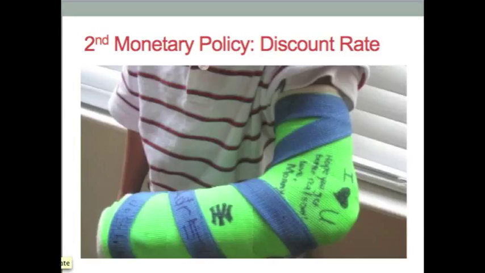Discount rate is the interest rate that the Fed charges banks for short-term loans. Expansionary DR is when it is lowered by the Fed. More banks will borrow money, so money supply increases, which decreases interest rates. Contractionary DR is when it is increased by the Fed. Money supply decreases and interest rates increase.